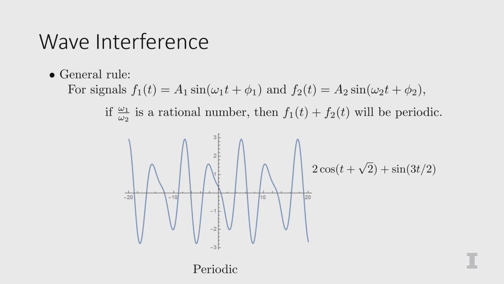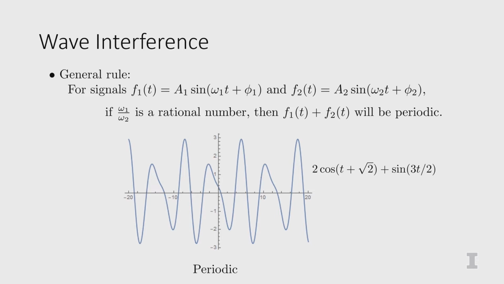So here I give an example of this. If you look at adding these, here's one wave, here's another one. And the frequency here is 1, and the frequency here is 3/2. Now if we look at this rule, if we divide 1 over 3/2, that's 2/3, which is rational. And in fact, you can see this is definitely a periodic function. You can see the repetition.